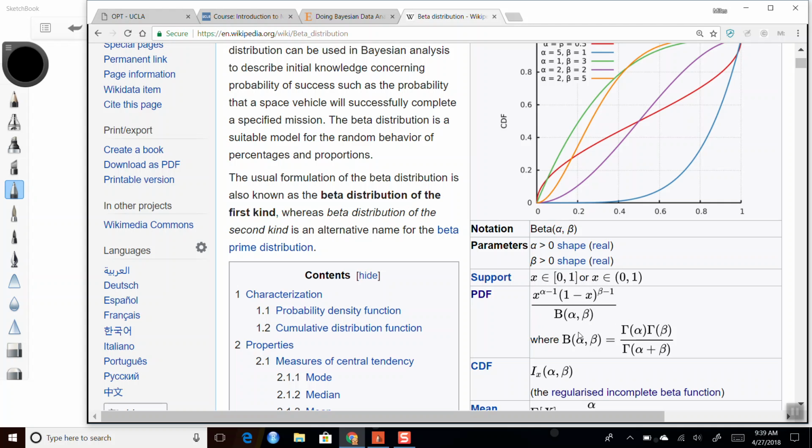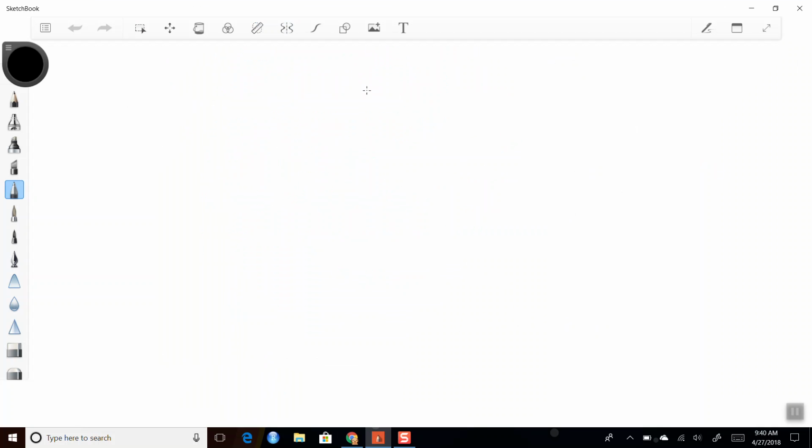The PDF is x raised to the alpha minus 1 times 1 minus x to the beta minus 1, divided by the beta function of alpha comma beta, where beta of alpha comma beta is gamma alpha times gamma beta divided by gamma of alpha plus beta. And then you go, well, what is the gamma function? And then it's like this even crazier thing. And you look at this and it feels very scary. Well, maybe when I first saw it, I was intimidated. But, okay, so the beta PDF.